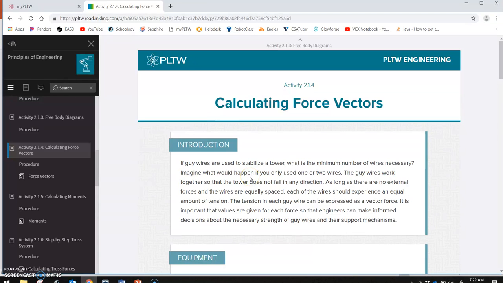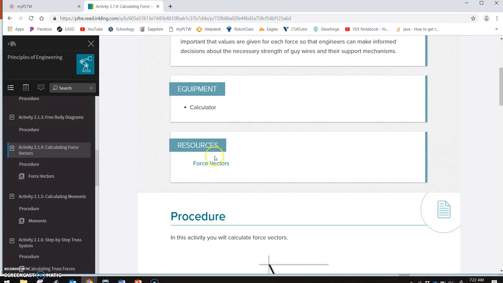We're going to discuss a little bit more about vectors in this short little video. The unit we're working in is 214, calculating force vectors. If you would go there, you can scroll down a little bit to the resources. If you click on this force vectors link, you would download a PowerPoint, which I'm going to go into now, so if you ever want to go back and review, you can.